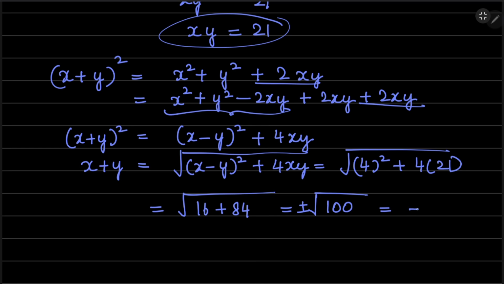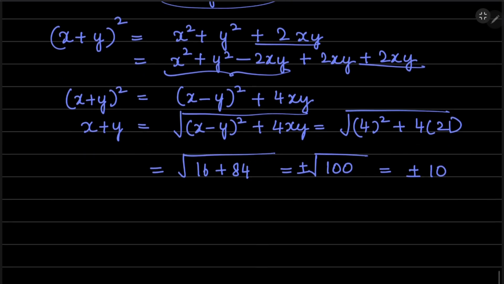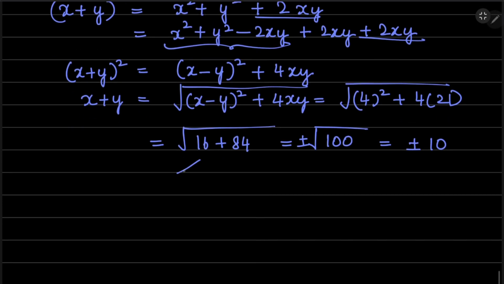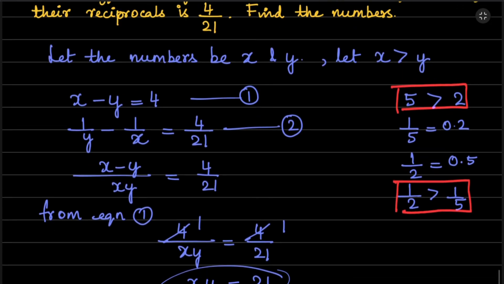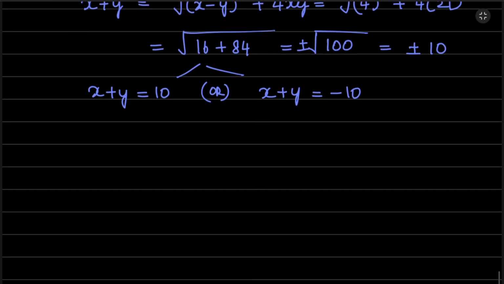Here everywhere it will be plus or minus 10. So again there are two scenarios possible. Either your x plus y will be plus 10 or your x plus y will be minus 10. Both these scenarios are possible. Now what should you do? You have to take equation 1. What is equation 1? x minus y equal to 4.